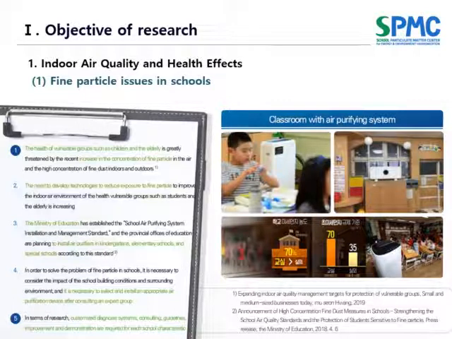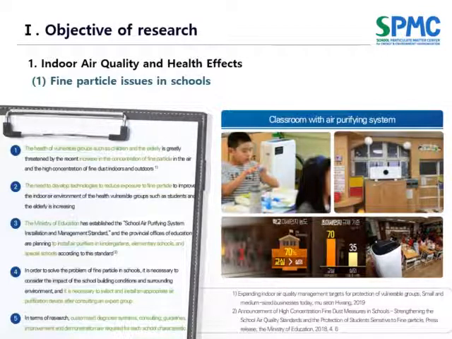Based on this background, the Ministry of Education in Korea announced the standard for the installation and management of air purification systems in schools. According to this standard, air filtration systems are installed in all kindergartens, elementary schools, and middle and high schools. However, most of the schools simply installed air cleaners and ventilation systems without considering the conditions or surroundings of school buildings, which brings us to other issues.